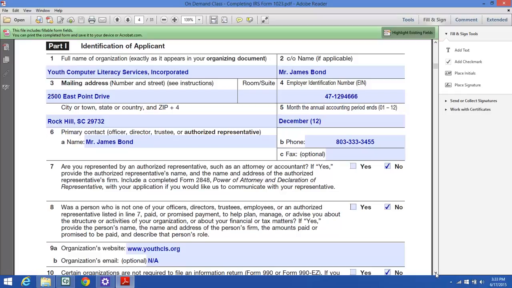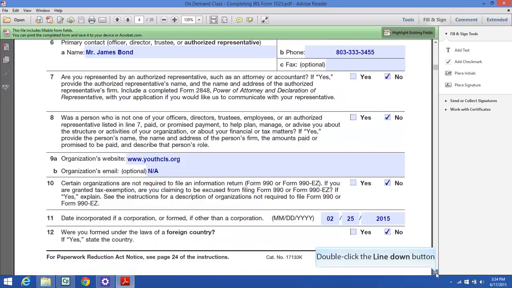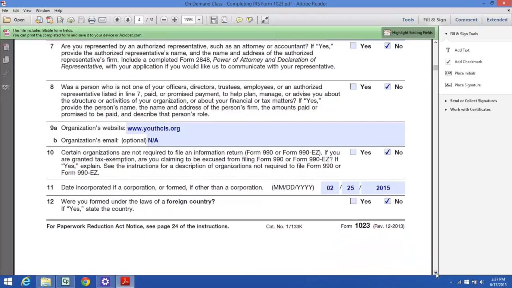6C is a fax number. If you have a fax number, you would type it here. If you don't, you can leave it blank, or if you prefer, you can type not applicable. So that's the first 6 questions under Part 1, Identification of Applicant. We're going to move down to the remaining questions on this page.